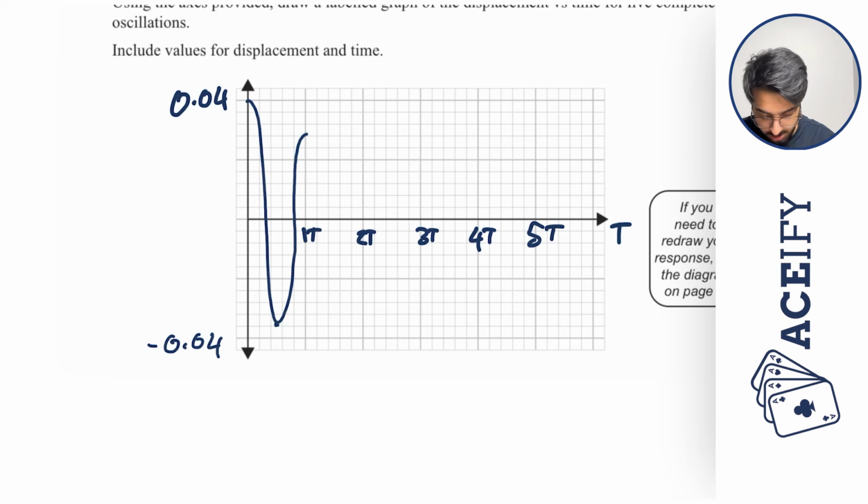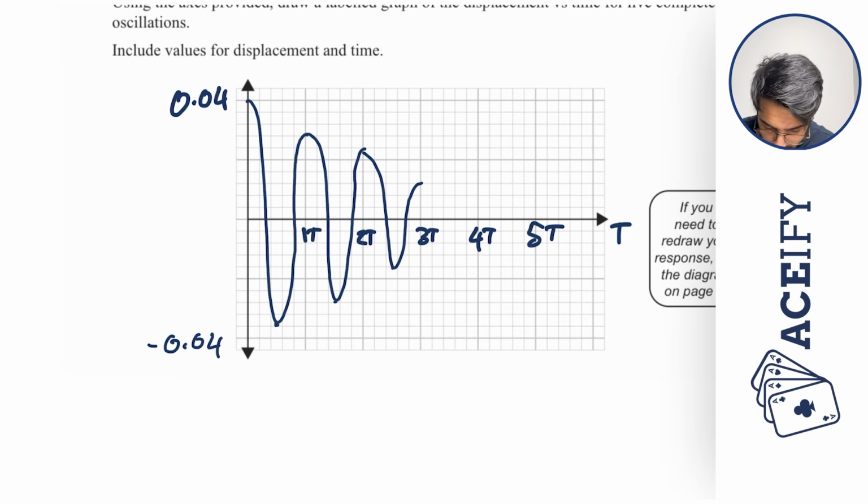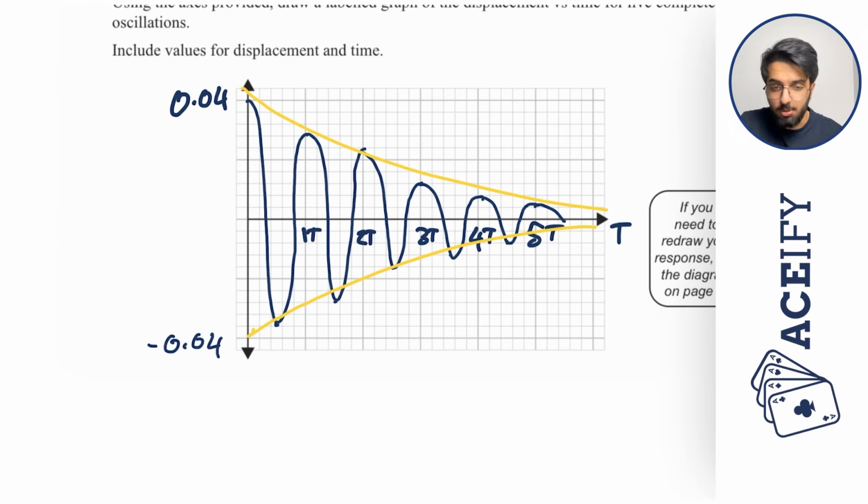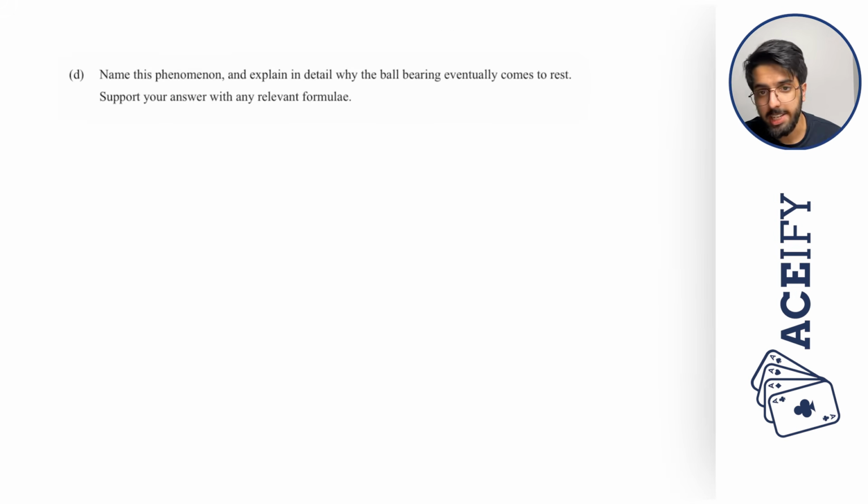And so we can do that again, where we go like this now, and we come down there, go here, come up, and there we go like here, come down again, there, come down to here, and it's like this, and then we're good. We go like that. There we go. And in the end, your graph should make this shape. So did pretty good. Name this phenomenon and explain in detail why the ball bearing eventually comes to rest.